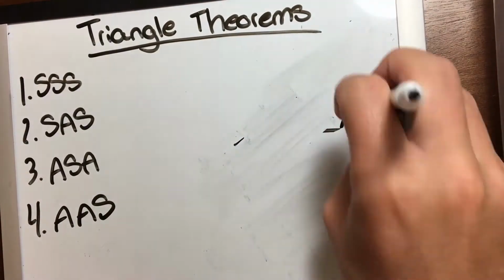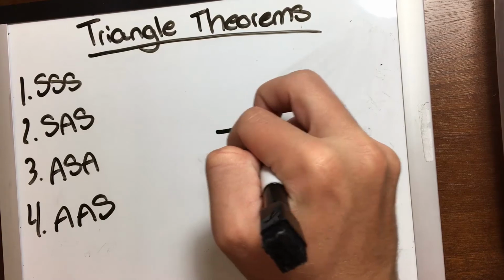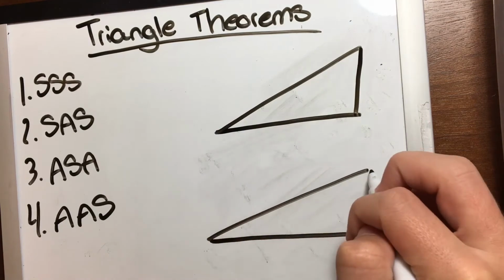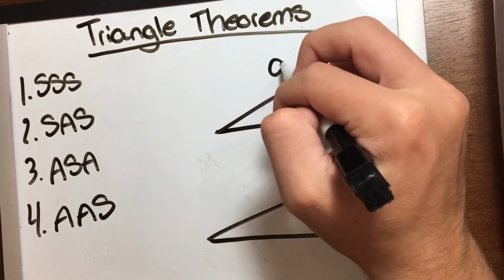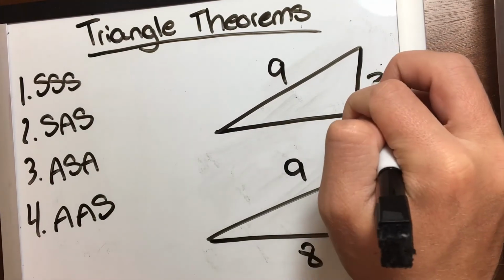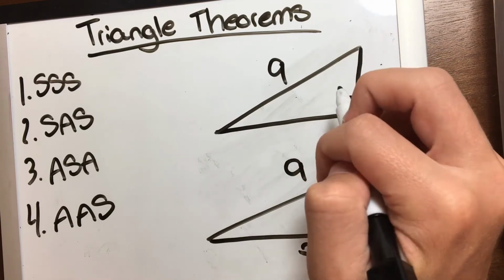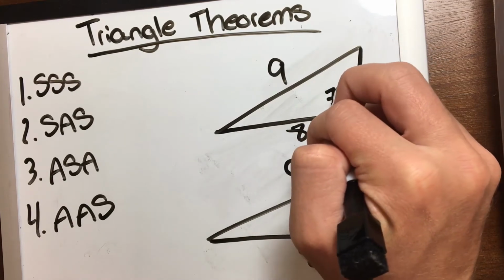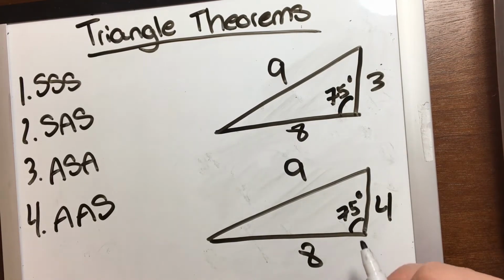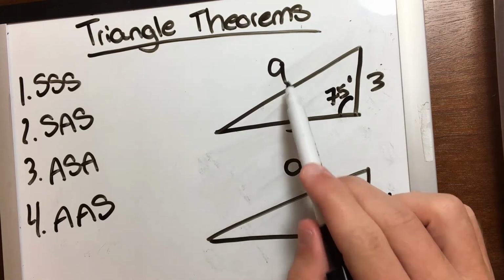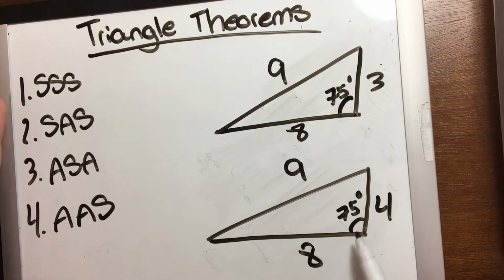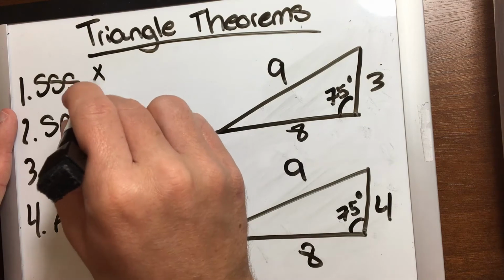I'll draw two triangles, and let's see if you can tell me what theorem states that they're congruent. Let's say I give this 9, 9. I'll give this 8, 4, 3. So let's see. We have a triangle that gives us side values of 9, 8, and 3, and 9, 8, and 4. So to begin, we know this can't be side, side, side because not all triangle lengths are the same.